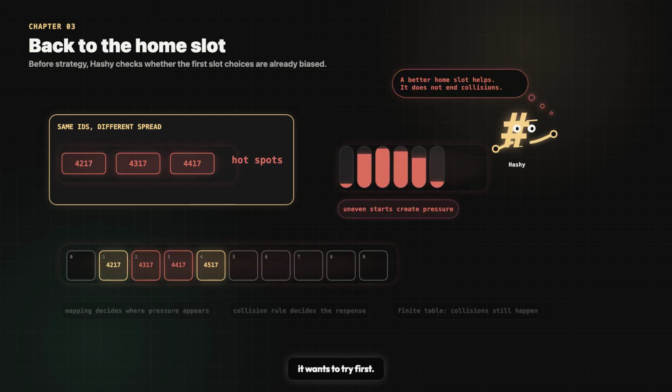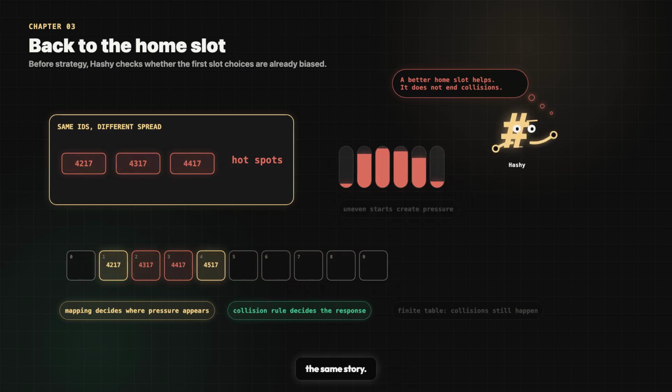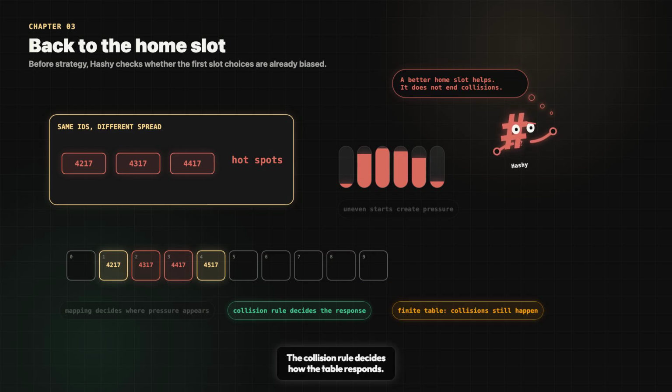If those first choices are uneven, the collision rule starts under pressure. Some slots collect too many records. Some searchers have to walk farther. Some cleanup becomes harder. So hash quality and collision handling belong in the same story. Mapping decides where pressure appears. The collision rule decides how the table responds.